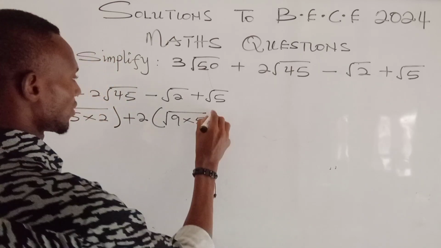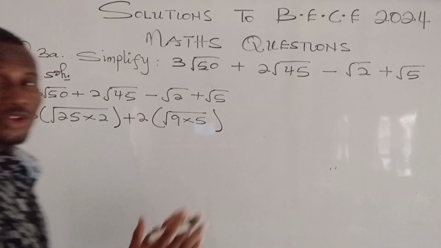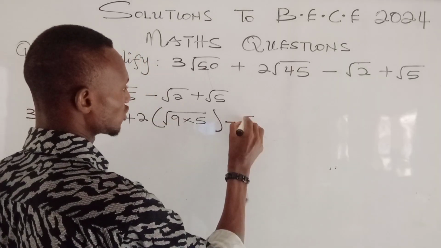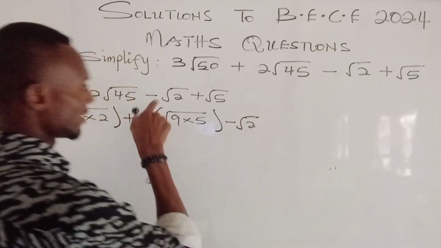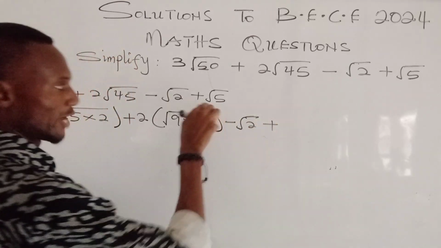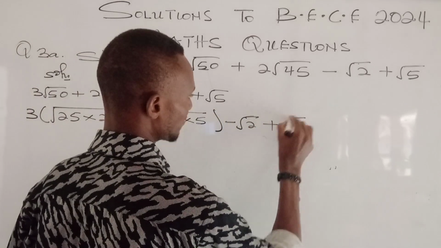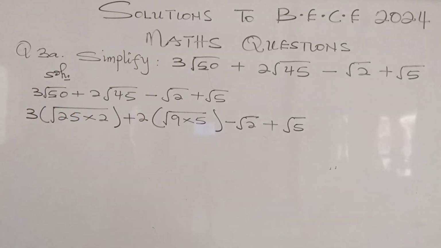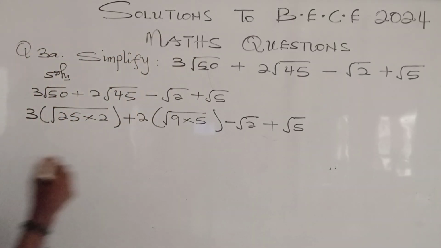Okay, so we close our bracket. I hope you understand up to this point. Then let's repeat our minus root 2, which we have here, then plus the root 5 also. I hope you understand up to this point. Let's go ahead and take our time and simplify further.